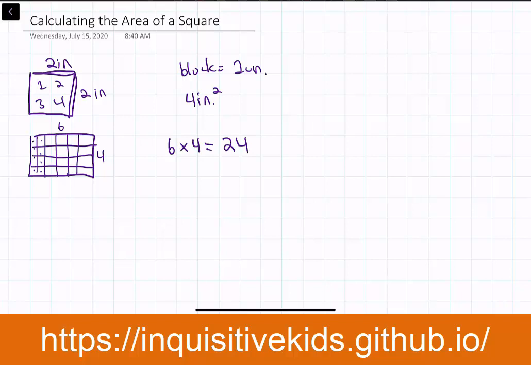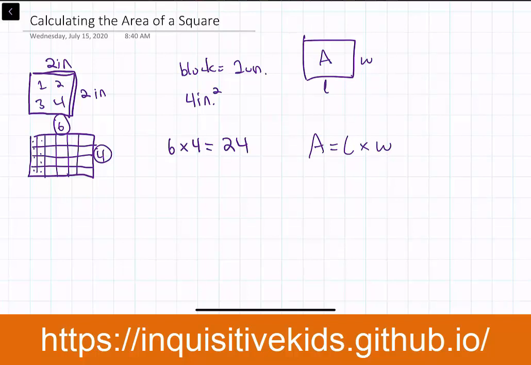So now we can conclude with a formula. The formula is, let's say we have a rectangle. This is its area. The formula is its length times its width. In this case, 6 is our length and 4 is our width. So area equals length times width. And that is the formula to calculating the area of a rectangle.